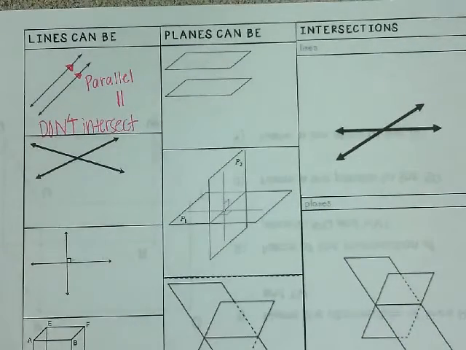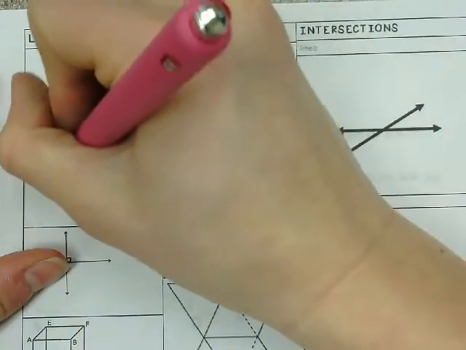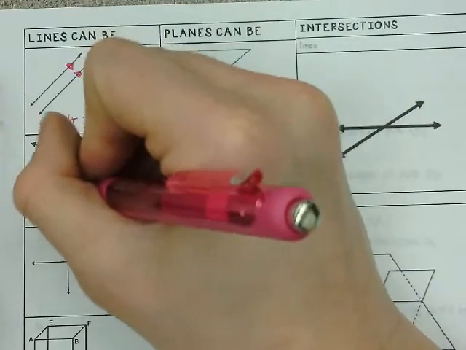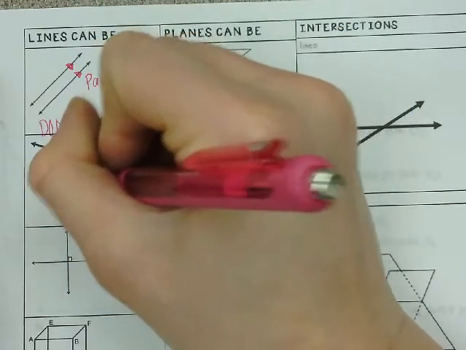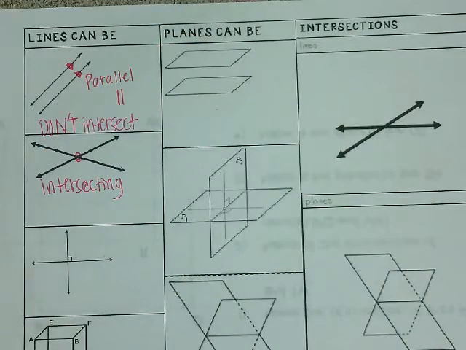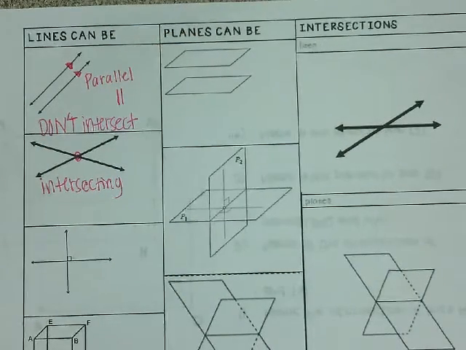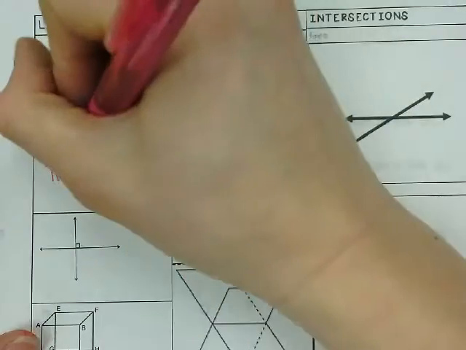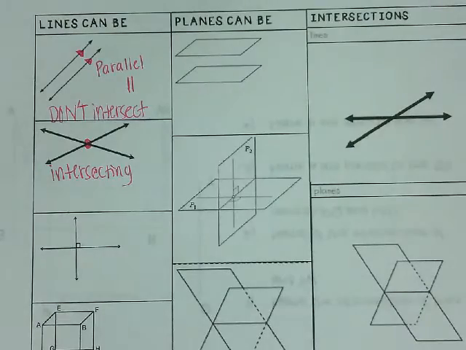Okay. Now, these are just plain old intersecting lines. So lines can be parallel, they can be intersecting. Okay? I want you to emphasize that point because lines intersect at one point and one point only.